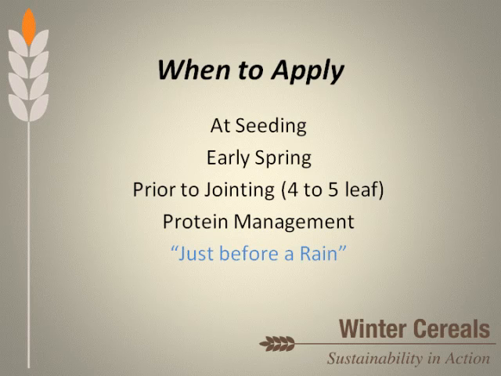So when do we apply the N? You'll note the very bottom item in the blue is just before rain, if you haven't applied it yet. But obviously the N can be applied at seeding time, or in the early spring right now as it's breaking dormancy, or it can be applied at tillering, in other words, at the 4 to 5 leaf stage. If we get to the 6 leaf stage, with the stem starting to erect itself, we may have missed the optimum in terms of yield. It'll still help us with protein. And then we can also talk about protein management again to avoid discounts.